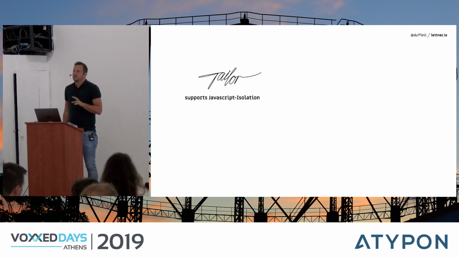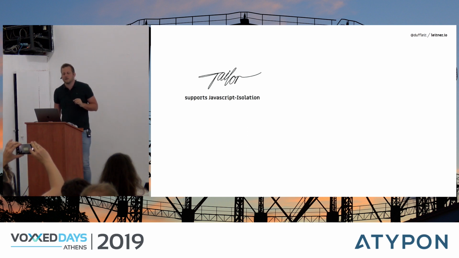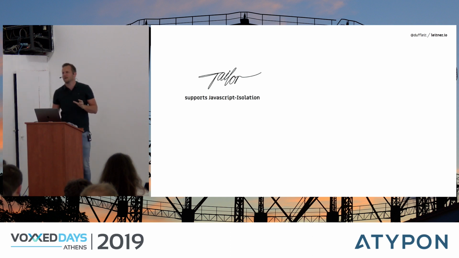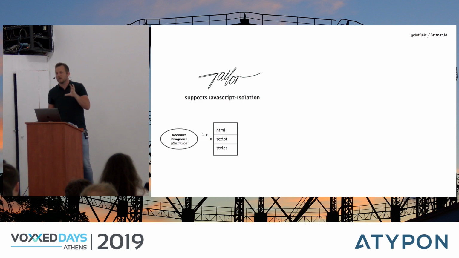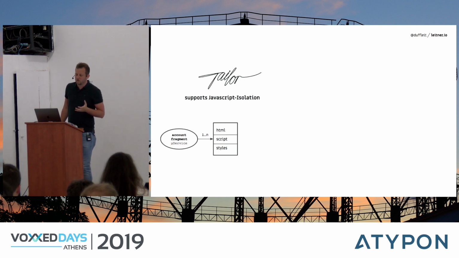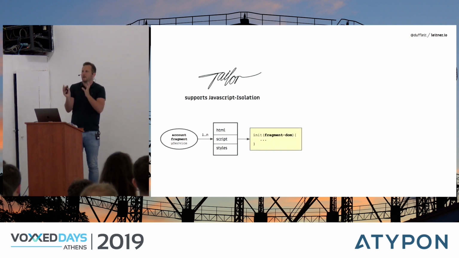Tailor supports JavaScript isolation. That's one of the selling points, at least in the past. How do they do this? Because people tend to think there's some magic going on, but it's really simple how they do it, right? A fragment usually consists of HTML, a script, and styles. So it's always a bundle. A fragment is always a bundle of those three things. And they did a neat trick to ensure this JavaScript isolation. They just say, okay, the script is wrapped by a function which is called init, and this init function just gets the HTML as the input parameter, and so you cannot break out. You can only modify the current HTML you're working on.